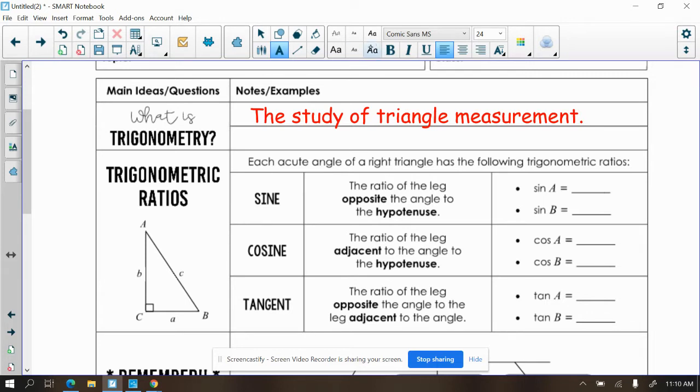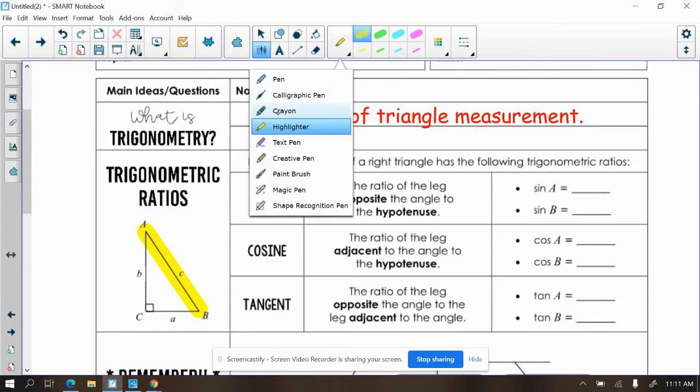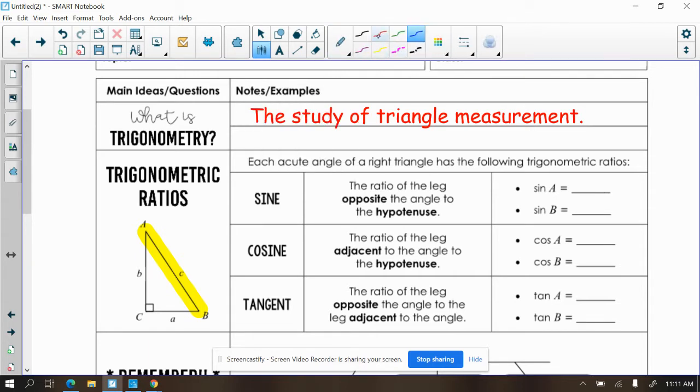We also need to make sure that we know what the hypotenuse is in a triangle. If we have a right triangle, the hypotenuse is always the side across from the right angle.